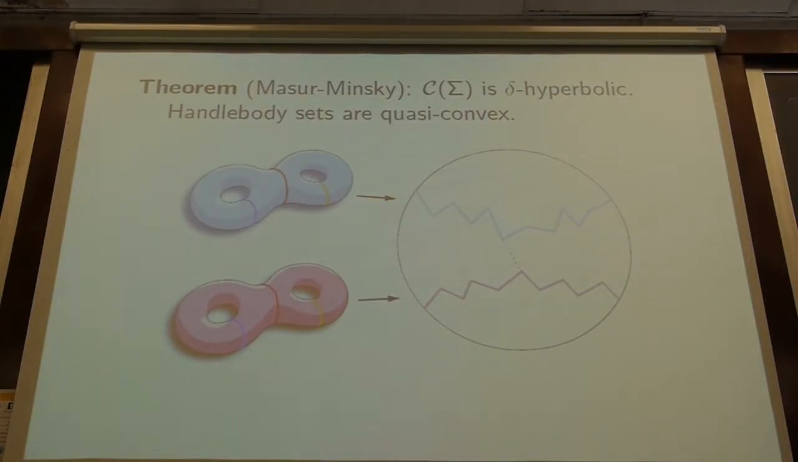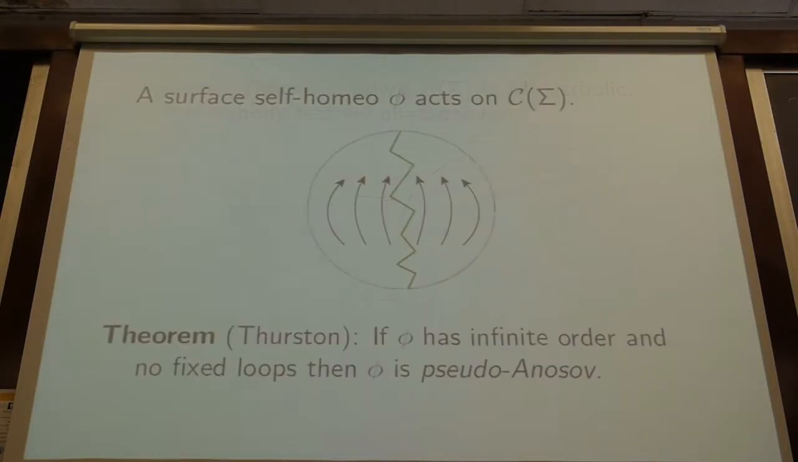So the question is, can this distance be as large as you want? And it turns out it can. The reason is that we have a pseudo-Anosov homeomorphism acting on the surface. This takes the curve complex to itself, right? Any self-homeomorphism of the surface takes every loop to a new loop, and two disjoint loops get sent to two disjoint loops. So this gives us some map from the curve complex to itself. And what Thurston showed is that if it's not finite order and it doesn't fix any loops, then it's what's called pseudo-Anosov, which means that it acts like a hyperbolic isometry in hyperbolic space. So there's some quasi-geodesic in the curve complex that this map translates everything along.